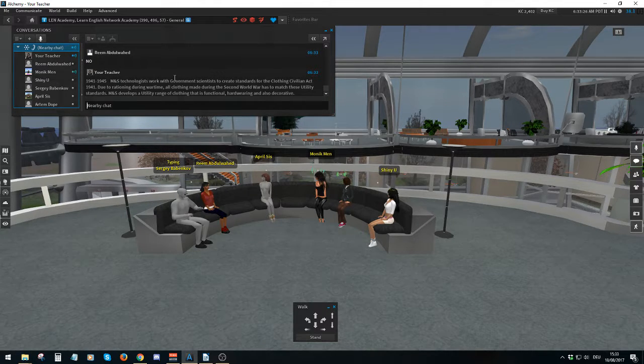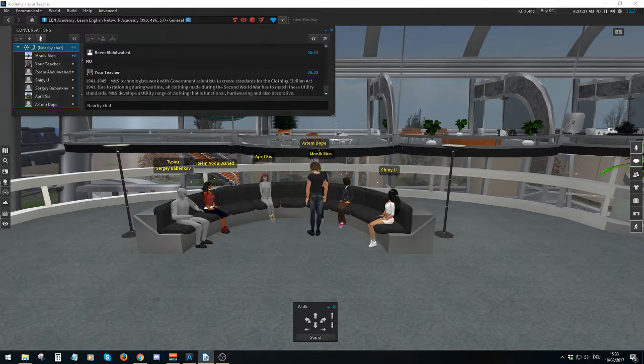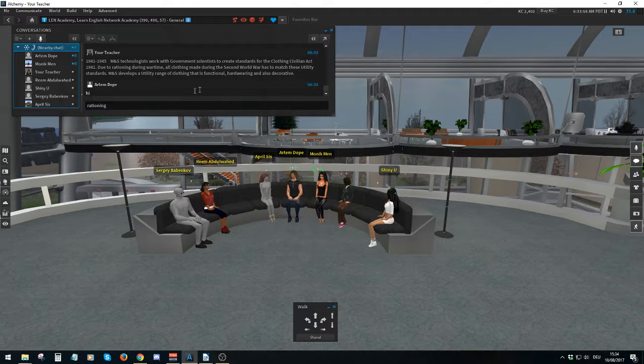You get the war years. Things changed a lot. 1941 to 1945. M&S technologists work with government scientists to create standards for the Clothing Civilian Act 1941. Due to rationing during wartime, all clothing made during the Second World War was to match these utility standards. M&S develops a utility range of clothing that is functional, hard-wearing, and also decorative.